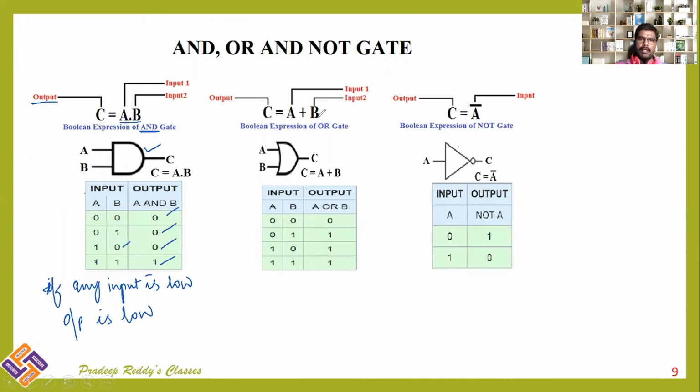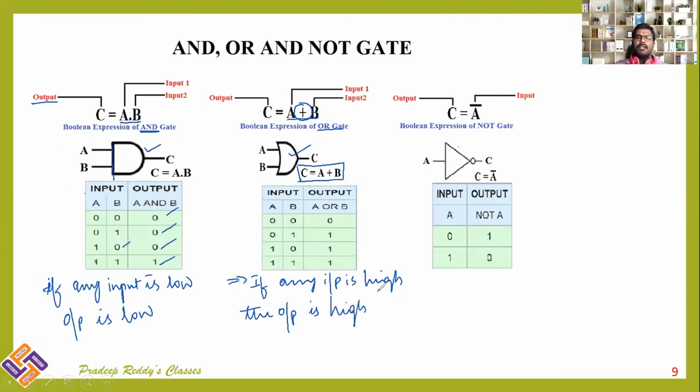Similarly, you have OR gate and it is plus. This is OR gate. Symbol of OR gate is this. Only the difference is for AND gate it is a straight line, for OR gate it is just a curve. And the Boolean logic is C equal to A plus B, and the logic tells that if any input is high, the output is high. If any one of the inputs is high, the output will be high. That is the logic for OR gate.